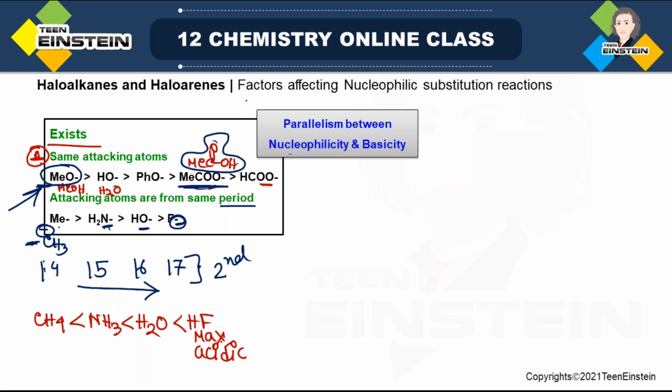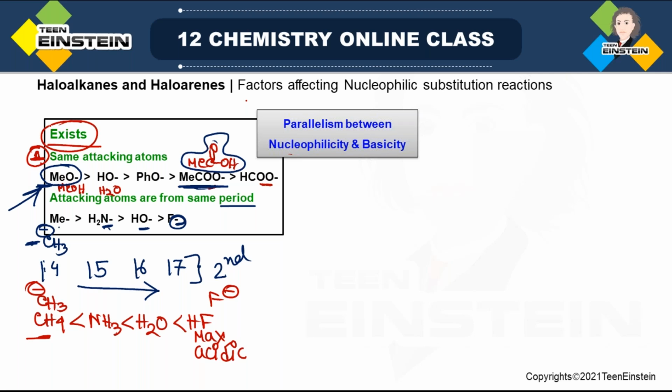As it is maximum acidic, the corresponding conjugate base, that is F minus, is very, very stable. As it is very stable, its reactivity is minimum. And in the case of methane, the corresponding conjugate base is not stable at all. That means its reactivity is very high. So that is why this is the order. That is the discussion we have done for when there is parallelism existing between nucleophilicity and basicity.